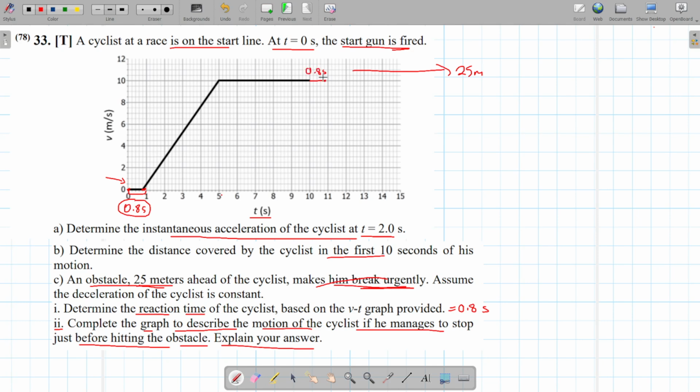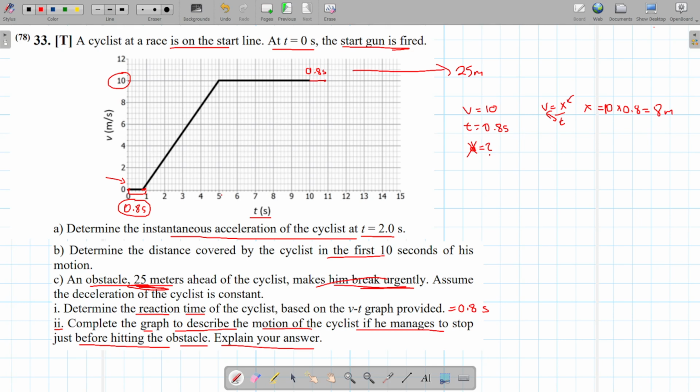Now we have 25 meters ahead, right? If you're going at a velocity of 10 for 0.8 seconds, how much is the distance, or displacement? Velocity is displacement over time, so displacement is velocity times time. It's going to be 10 times 0.8, which is 8 meters.